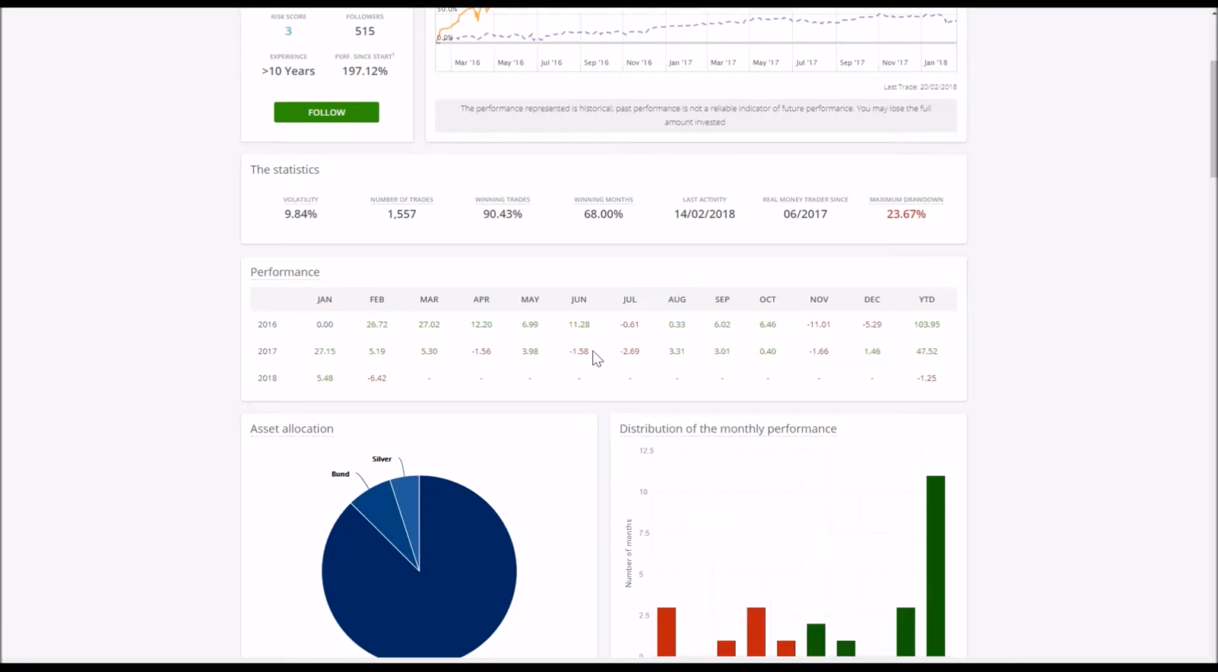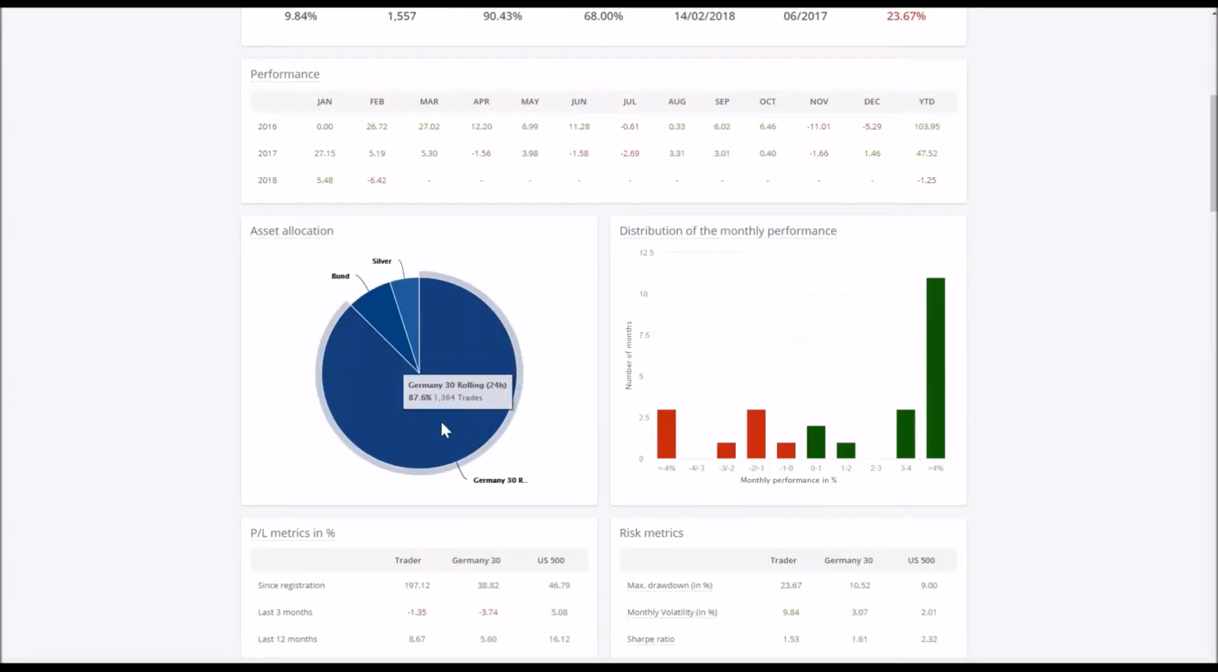You know, clearly a few losing months in there, but more than balanced out by the winning months. And then 2018 so far made 5.5% in Jan, but has given back 6.5% so far this month. So year to date is down 1%. What they trade, this is more typical. So 87% of trades are the German 30, the DAX. So the German stock market index is what this person trades.